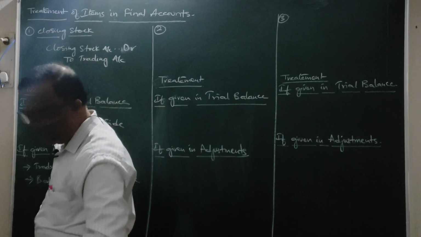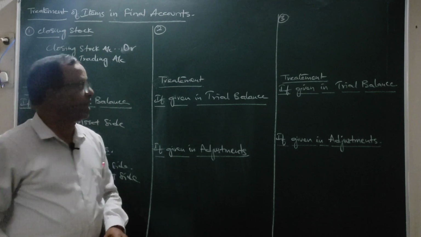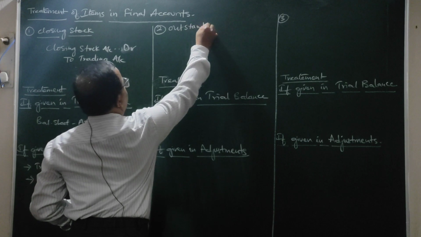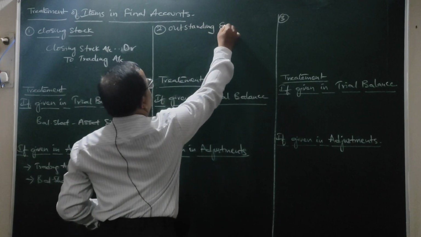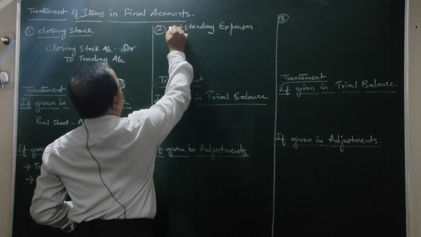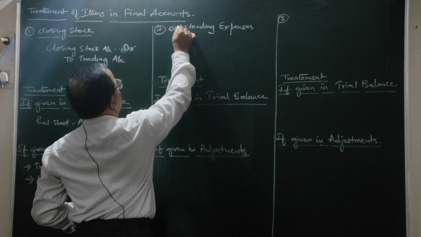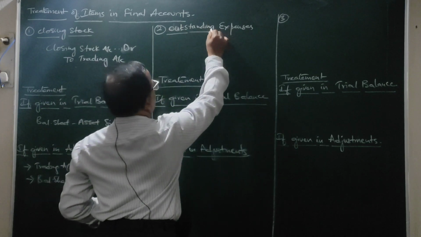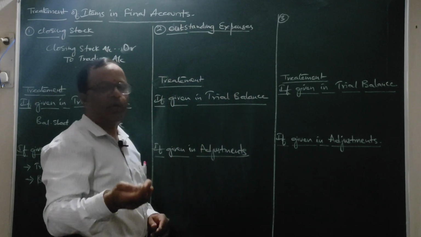Now let's take the second item, outstanding expenses. Outstanding expenses means an expenditure due for the current year. In other words, expenditure due but not yet paid.